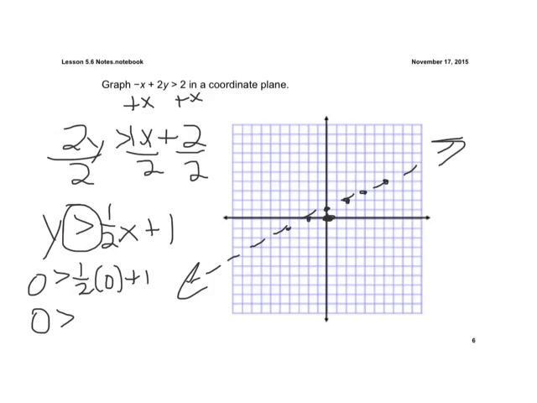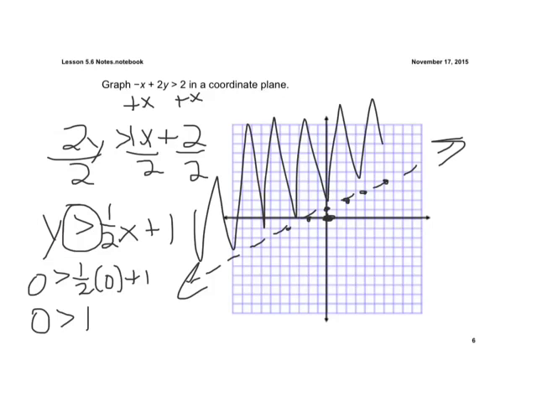Is 0 greater than, well, 1/2 times 0 is 0, plus 1 is 1. Is 0 greater than 1? No, that's not true, so it's not a solution. So we're going to shade away from our test point. If that was true, we'd shade towards the origin. But since it's not, we're shading away from it.